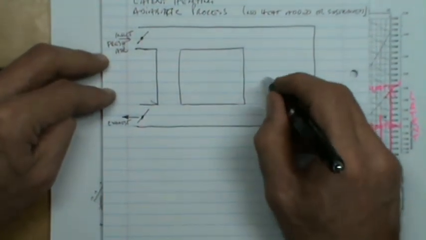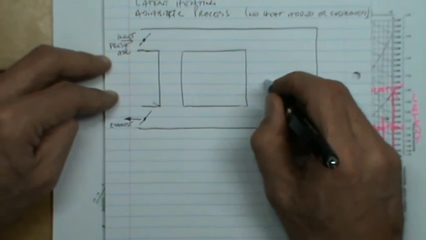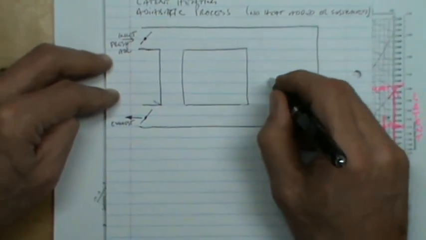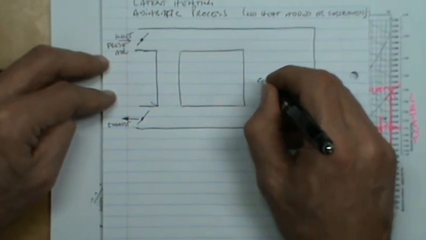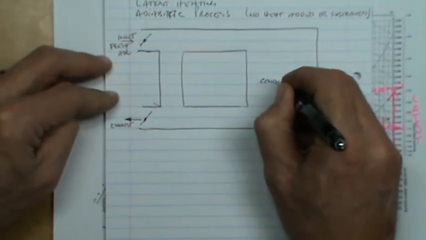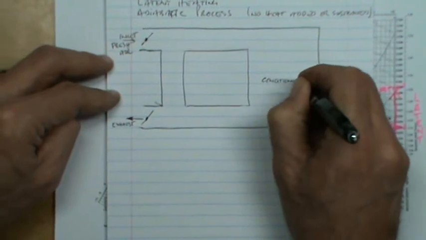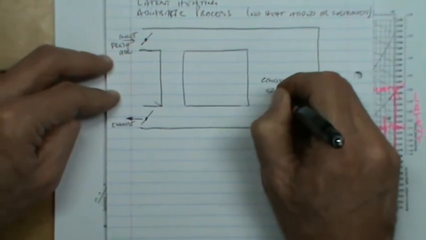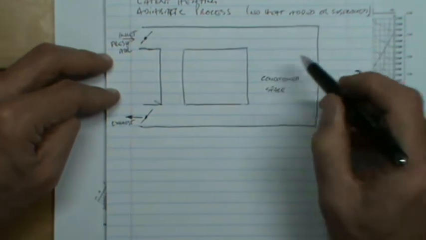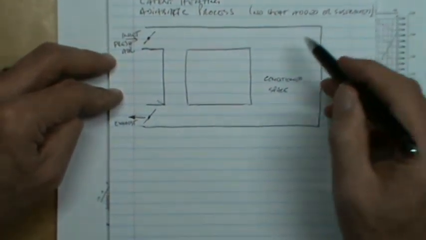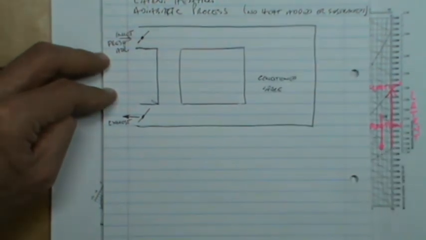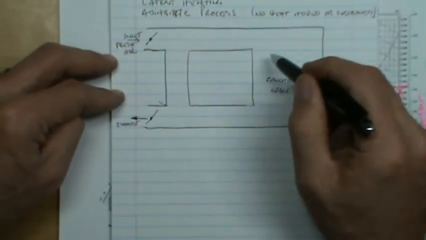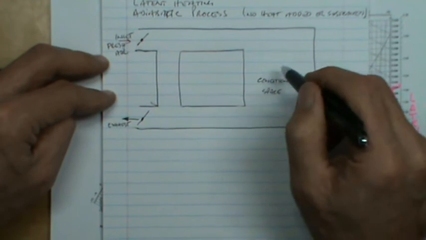So this over here, we're going to say this is like the conditioned space. The conditioned space refers to your room or your auditorium or your theatre or your cold room, all of those other things. That's a conditioned space.